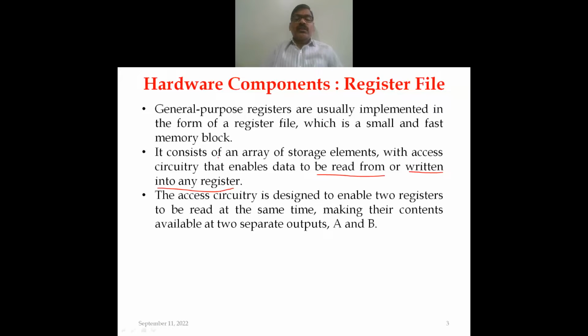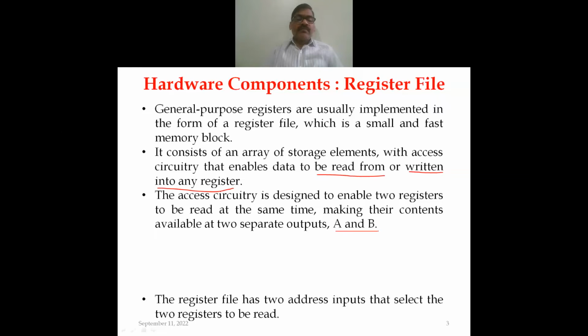The access circuitry is designed to enable two registers to be read at the same time, making their contents available at two separate outputs. That means with a single read instruction you are able to read two registers at a time, making the two register contents available at two different outputs, A and B, for example.